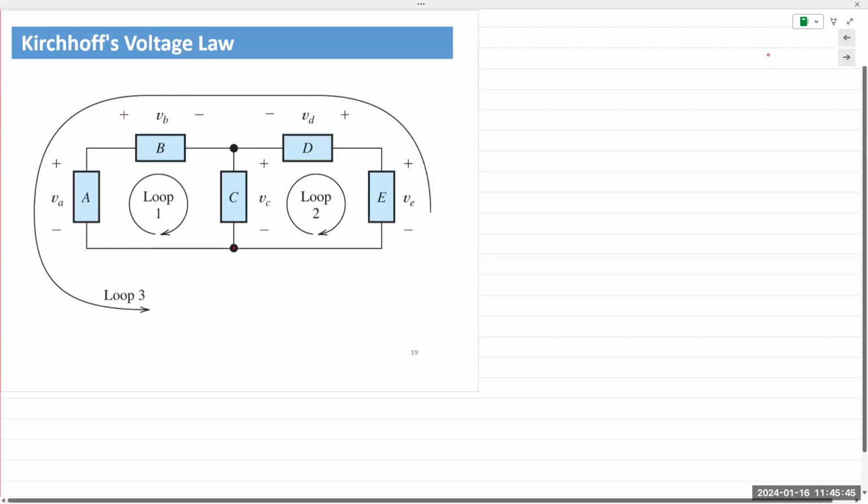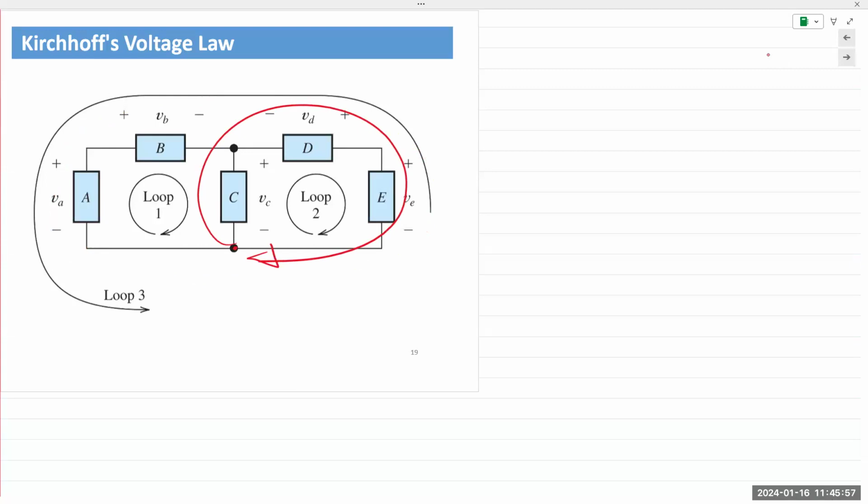Then I have this junction right here. I go around there and I get another loop. Any other loops in the circuit? You can go counterclockwise, you can go clockwise, you can start at the top, you can start at the right, you can start at the bottom. It doesn't really matter where you start from. As long as you come back to the same starting point, you will end up with the exact same loop.